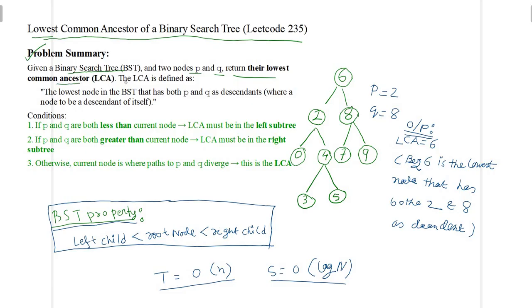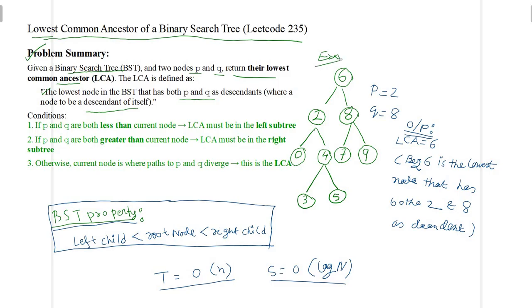Now what is the definition of the LCA? LCA is defined as the lowest node in the BST that has both P and Q as descendants, where a node is allowed to be a descendant of itself. If you see here, there is an example we have given. So this is an example.